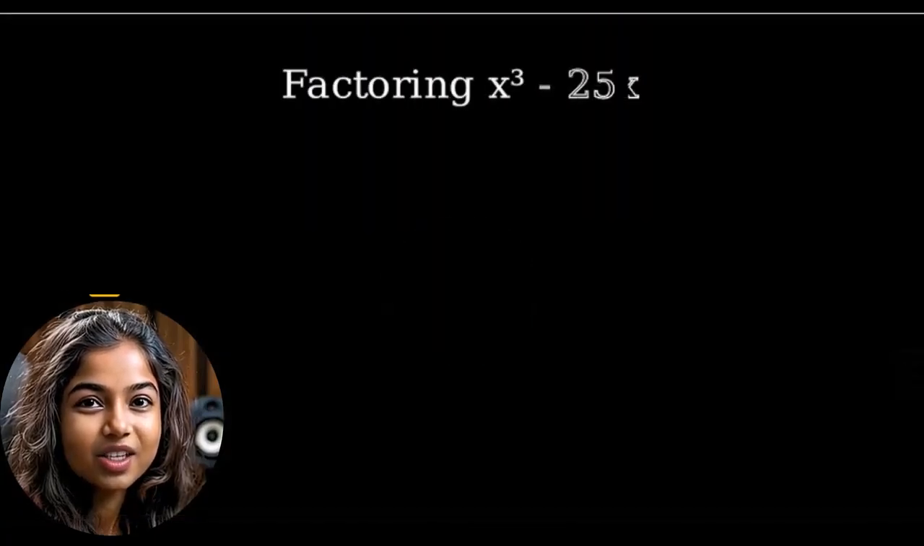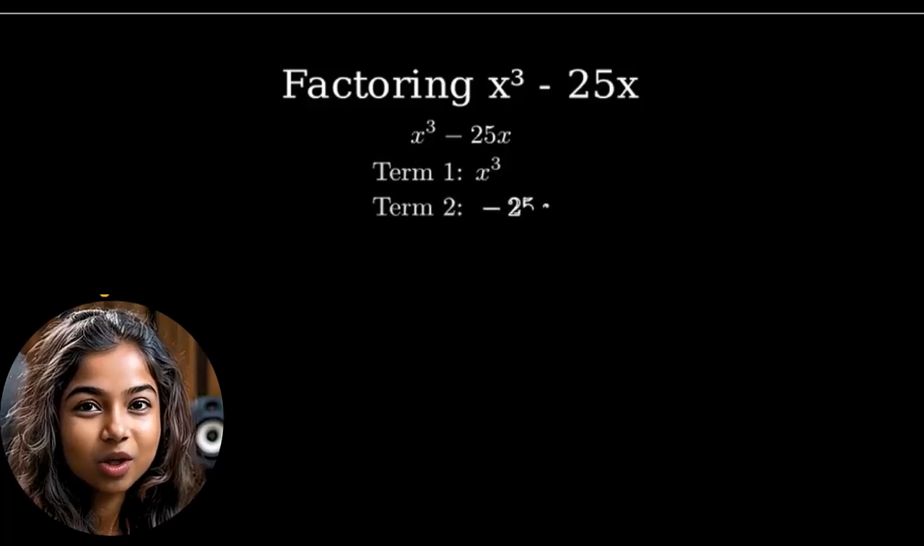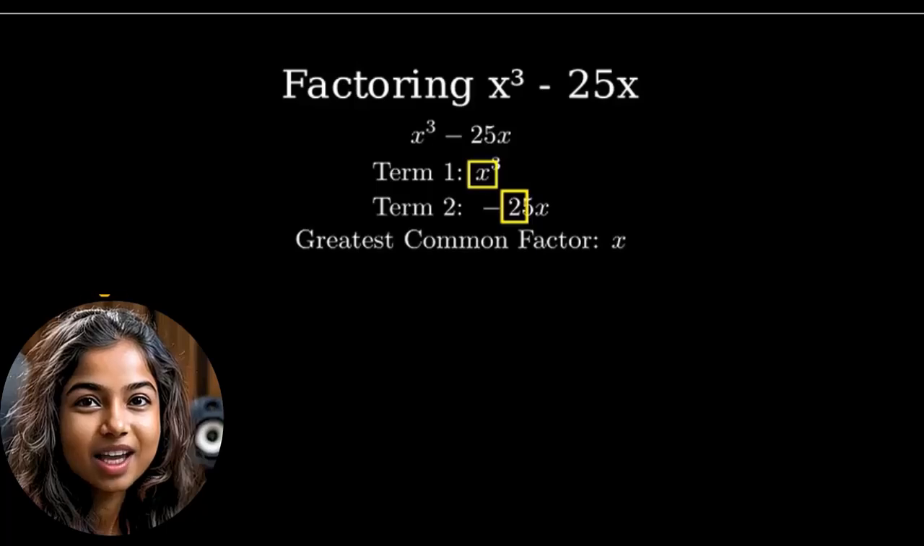Let's learn how to factor the expression x cubed minus 25x. We'll break this down step by step to find the complete factorization. The first step is to identify the greatest common factor of all terms. Let's look at our terms x cubed and negative 25x. We can see that x appears in both terms, making it our greatest common factor. Now, let's factor out x from both terms. This gives us x times the quantity x squared minus 25.